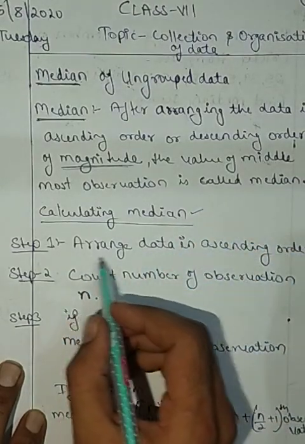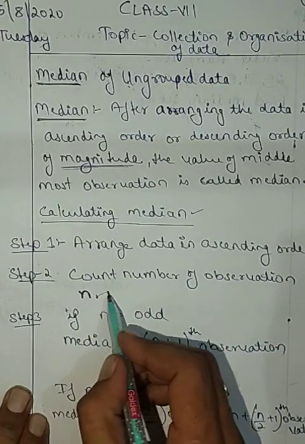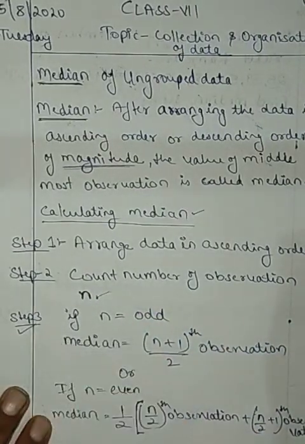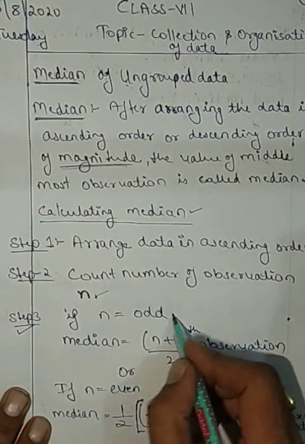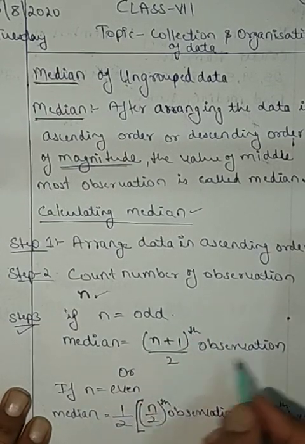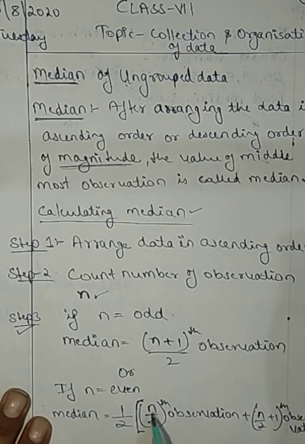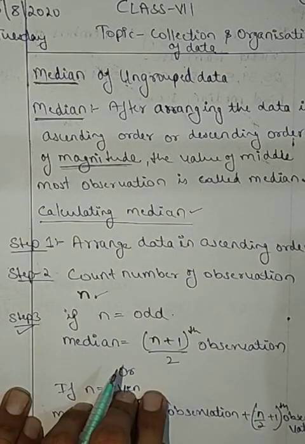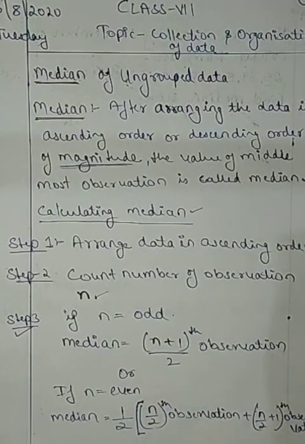The first step is to arrange the data in ascending order. The second step is to count the number of observations. And the third step, the most important one: if n is odd, means the number of observations is odd, then we have the formula (n plus 1) upon 2 th observation. Or if n is even, we have 1 upon 2, n upon 2 th observation plus (n upon 2 plus 1) th observation. Don't worry, we will understand this formula with the help of a figure and some questions.